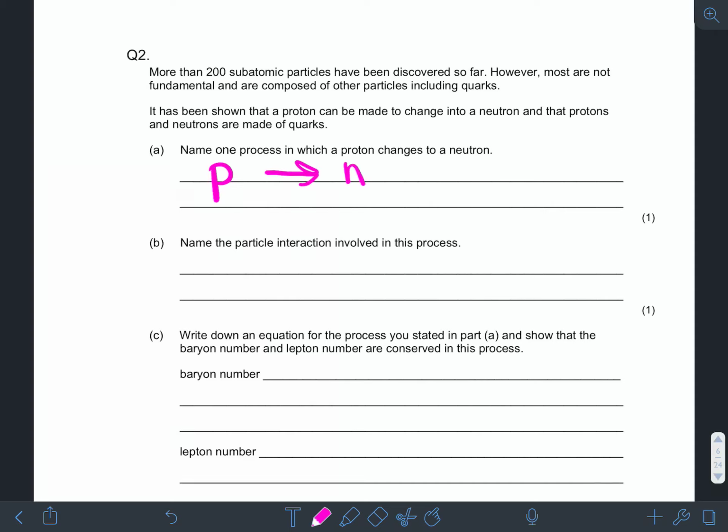Okay, so to balance this, or to make this viable, firstly, at the minute, charge is not conserved because we've got +1 on the left, we've got 0 on the right, and the particle which comes out of this is a beta plus particle. We're still not quite done because we've got a lepton number of -1 on the right-hand side and a 0 on the left, so we need a normal electron neutrino.